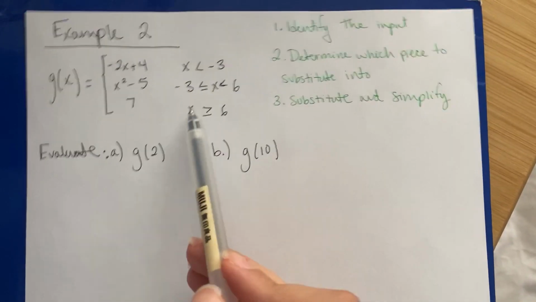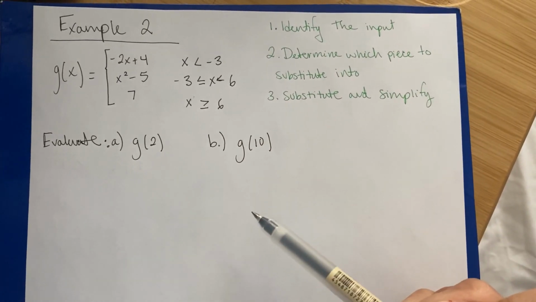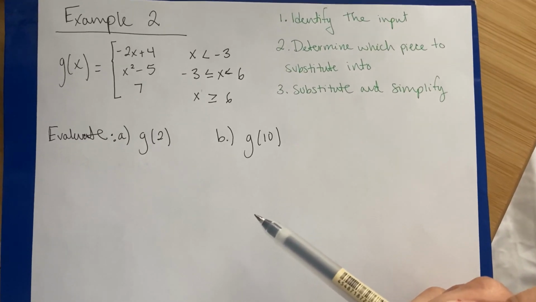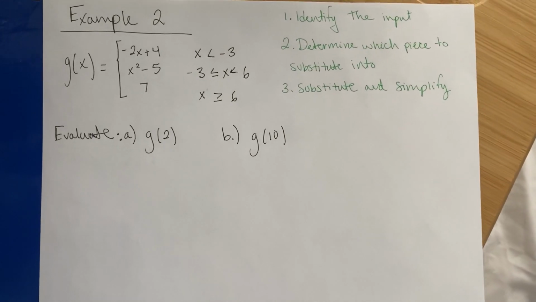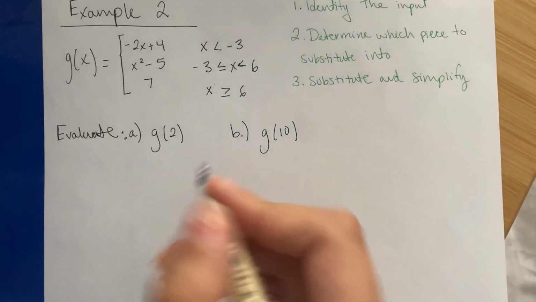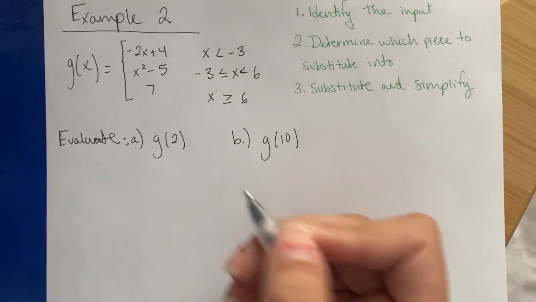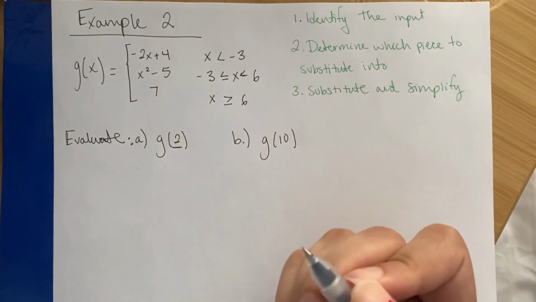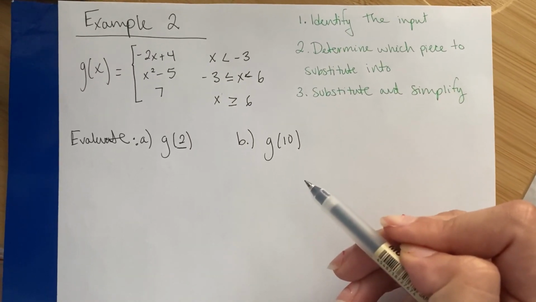So I've rewritten the problem, I've rewritten the questions, and I've also rewritten the 3 steps that it takes to solve these problems. So let's start with A. So step 1 is to identify the input. So you are going to identify, right, in this problem our input is 2. So we know that this is our input. Then you are going to determine which piece to substitute into.